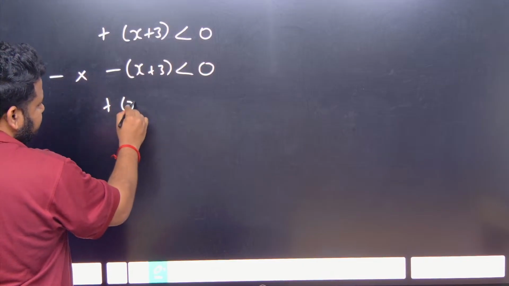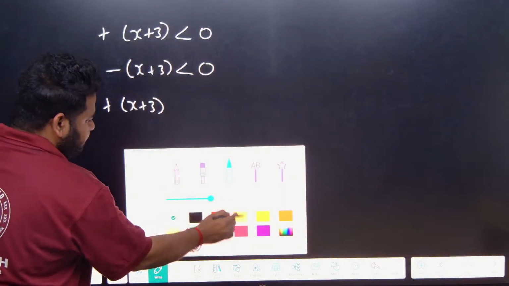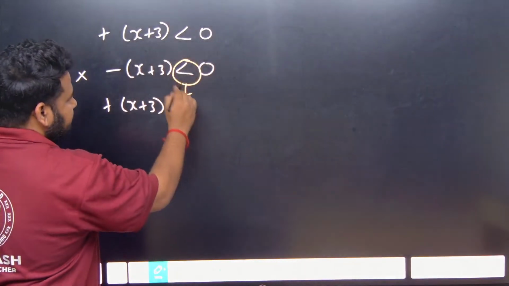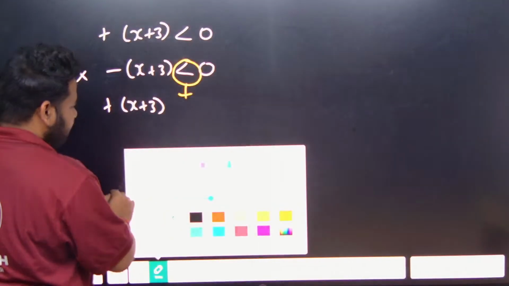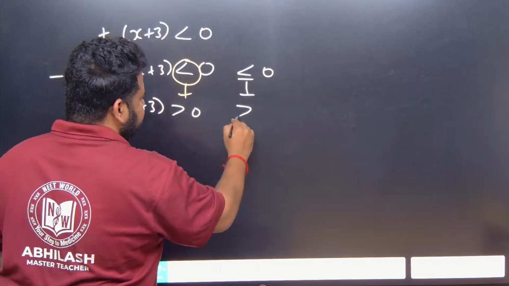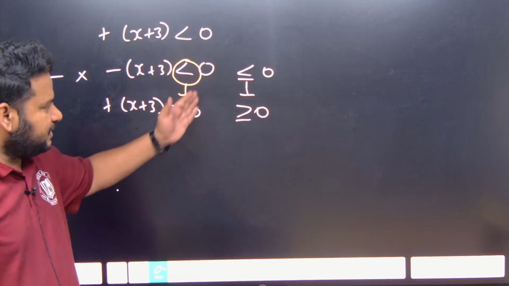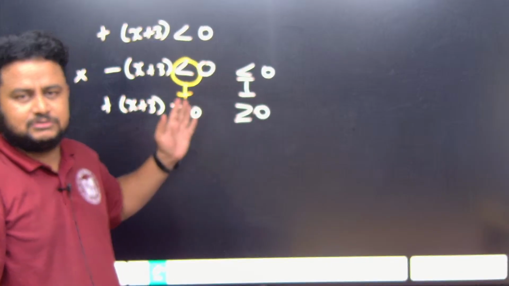Plus x plus 3. But what happens to this inequality? This inequality will change, it will reverse. So less than 0 will become greater than 0. If it is less than or equal to 0, it will become greater than or equal to 0. That is the way it will reverse. When you change the sign, minus will become plus.